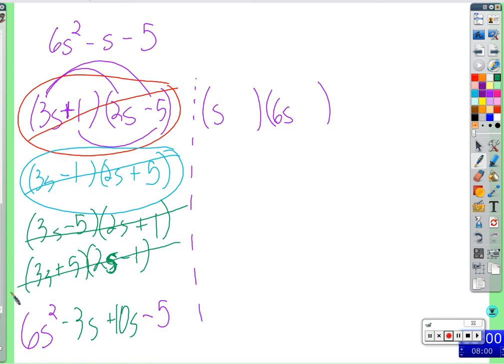Okay, so we've accomplished something here with these four things. We have tried 3s and 2s to make 6s squared, and then every other combination that will make negative 5. We've had positive 1 and negative 5, negative 1 and positive 5, negative 5 and positive 1, and positive 5 and negative 1. And that's it. There's no more possibilities if we use 3s times 2s to get a 6s squared. So then where do we go? Where do we move on to from there?